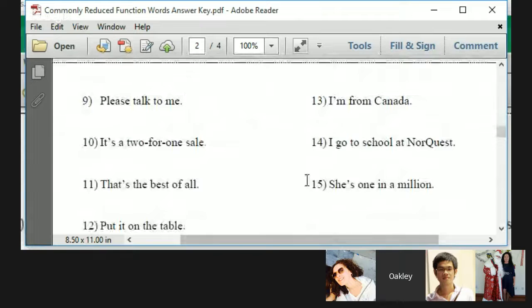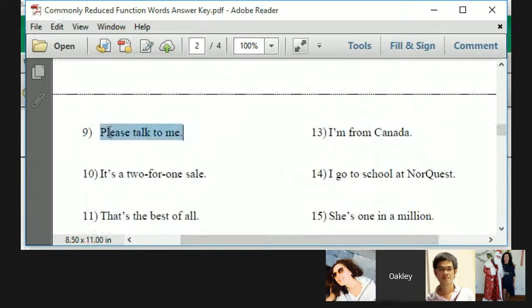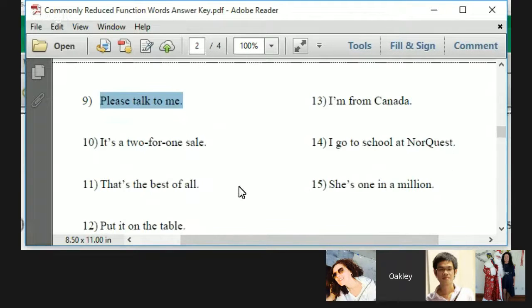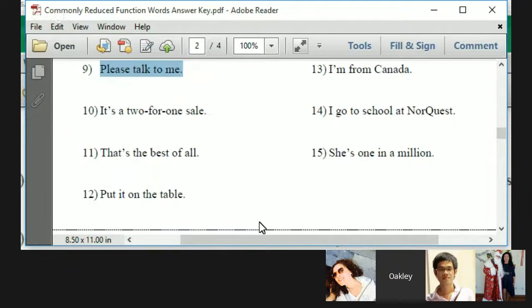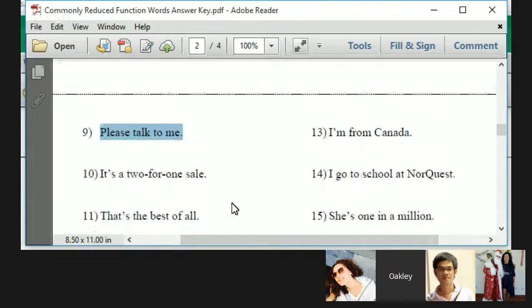Okay, let's continue. Albina, number 9. I will try intonation. Please talk to me. Please talk to me. Please talk to me. There you go. Very nice. Good demonstration. Applause. That was excellent. Very good.